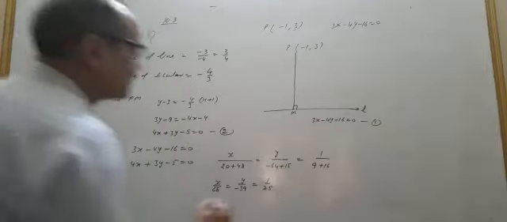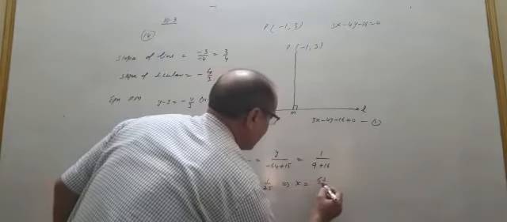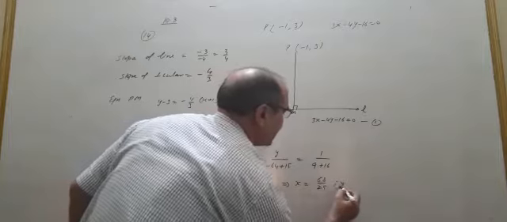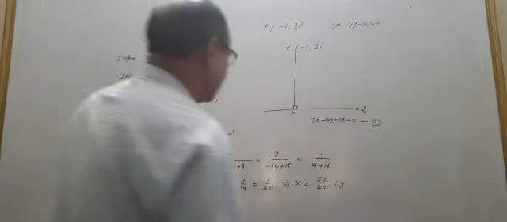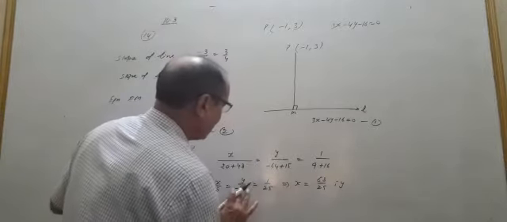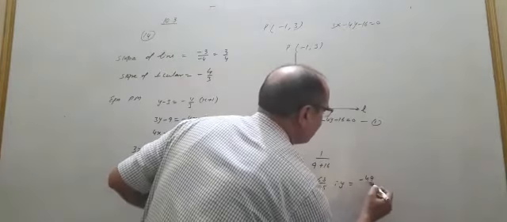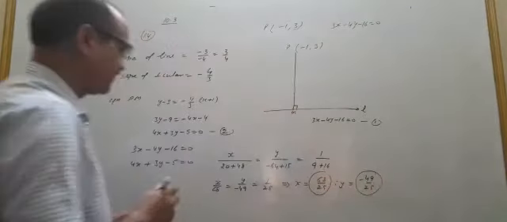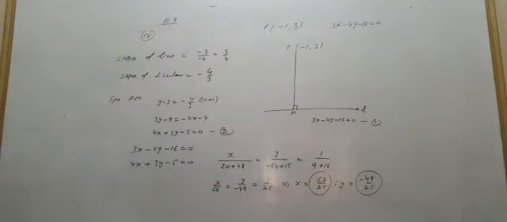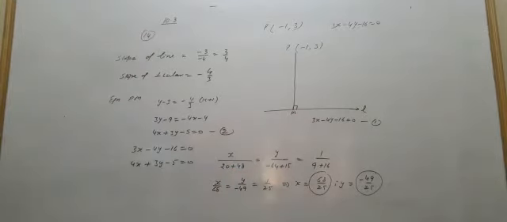This implies x becomes 68 by 25, and similarly from the second, y becomes minus 49 upon 25. So these are the coordinates of the foot of perpendicular, that is M. M is the coordinate of the foot of perpendicular, that is 68 by 25 and minus 49 by 25.